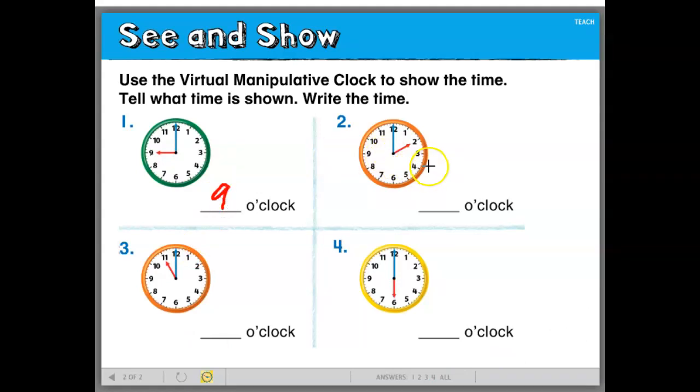What about this time? Look at your red hour hand, what number is it pointing to? There's no minutes yet, so this time is 2 o'clock. What about this one? 11 o'clock. And this yellow clock, they're trying to trick you here, so make sure you pay attention to where that red shorter hand is pointing to see what the hour is. So this one would be 6 o'clock.